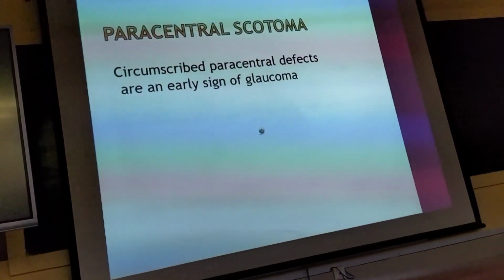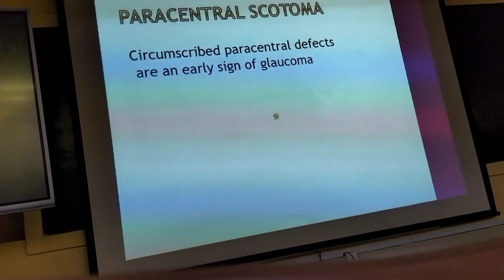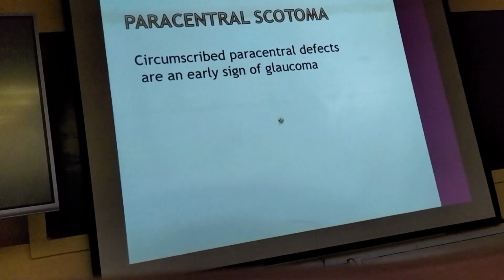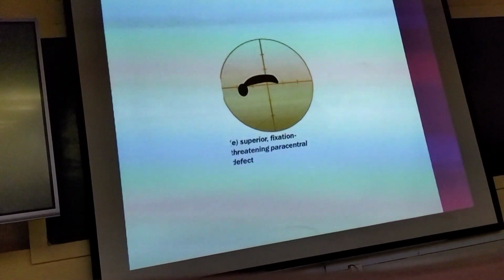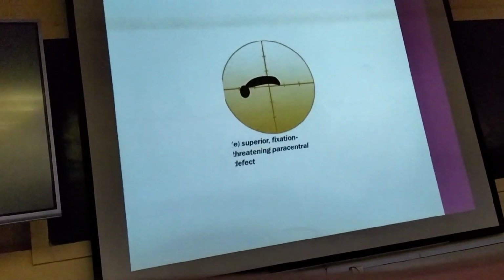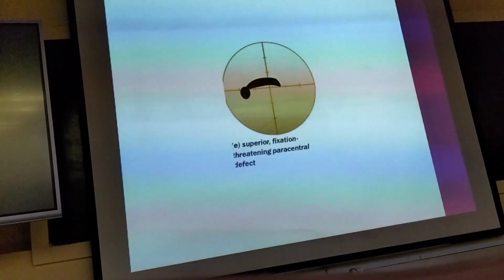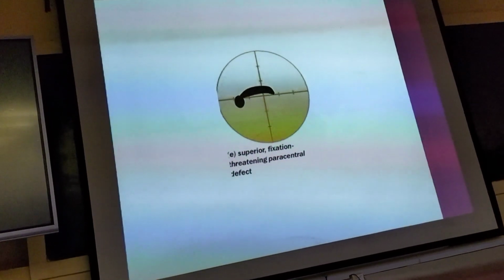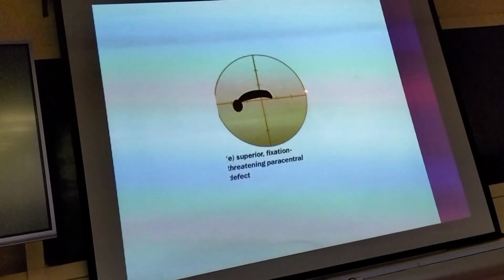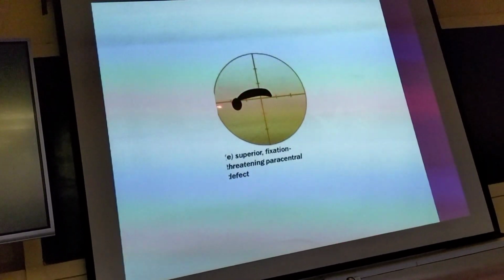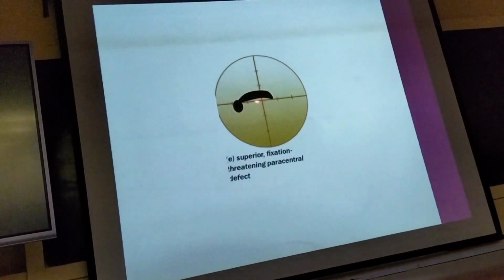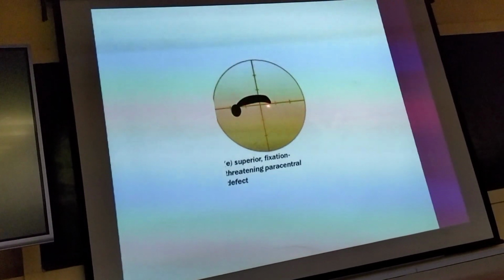This is a little bit beside the central part of the visual field. अब ये इसको मैं आपको दिखाता हूँ। You can see that this is the physiological blind spot. Okay, this is the central point of fixation.